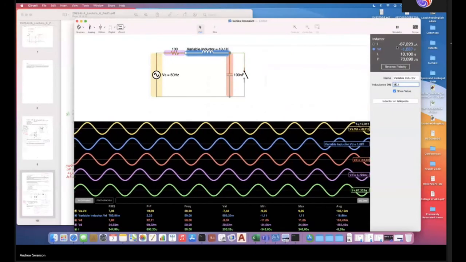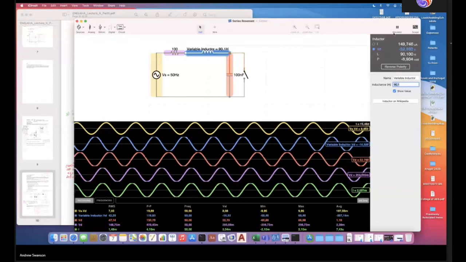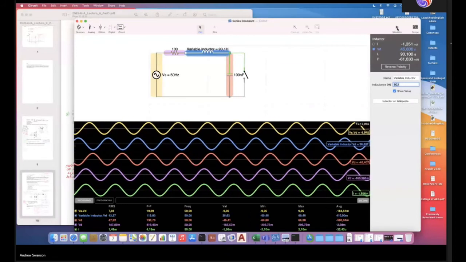Let's just put it at 90 and see what happens. Right, you can see that it's getting close to resonance now. You've got an input voltage of 7. Your voltage of your inductor is 42. Your voltage of your capacitor is 47.